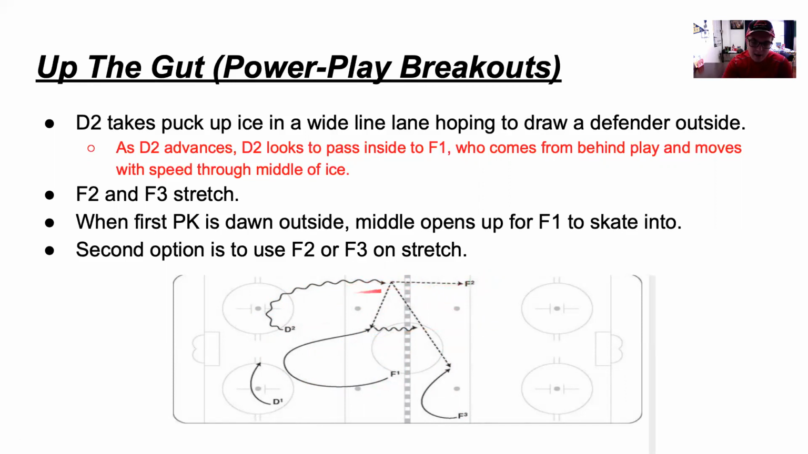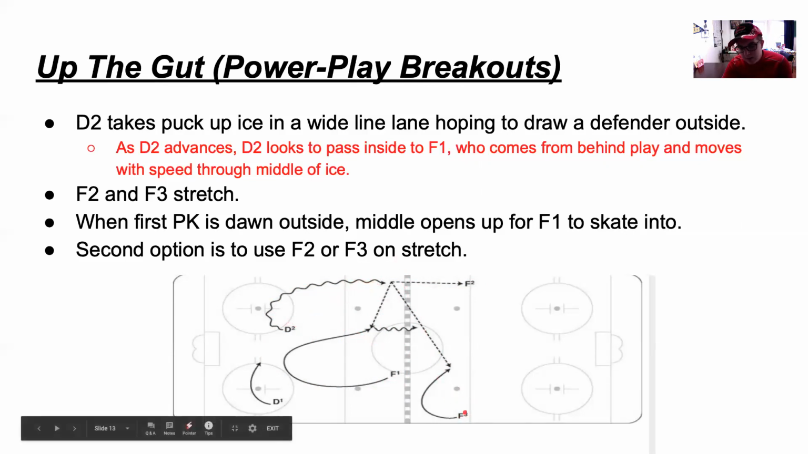D2 can make that pass to F2 if he or she is pressured, or if there's a lot of space, D2 could even pass to F3, who has a lot of space open, and that will create more space for us to come in the zone. That will confuse the penalty killers.